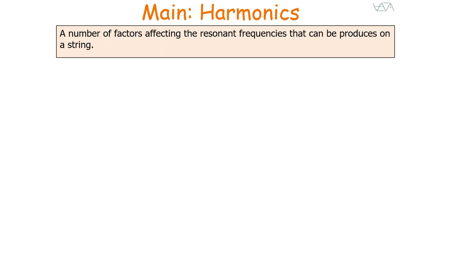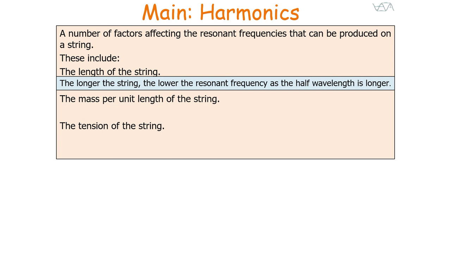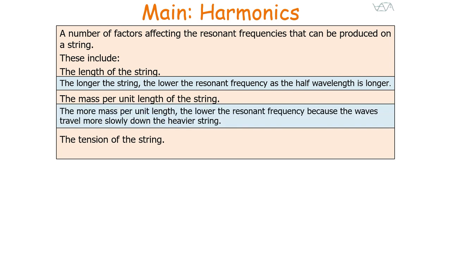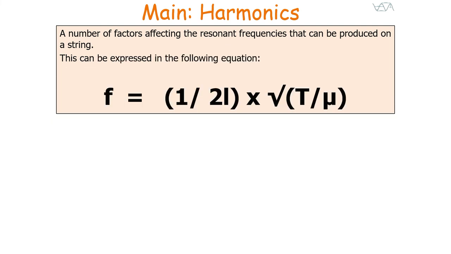Now there are a number of factors affecting the resonance frequencies that can be produced on a particular string. These include the length of the string, the mass per unit length of the string, and the tension of the string. The longer the string, the lower the resonant frequencies, because the half wavelength is longer. The more mass per unit length, the lower the resonance frequencies, because the wave travels more slowly down a heavier string. And the lower the tension on the string, the lower the resonant frequency, because the wave travels more slowly down a loose string.